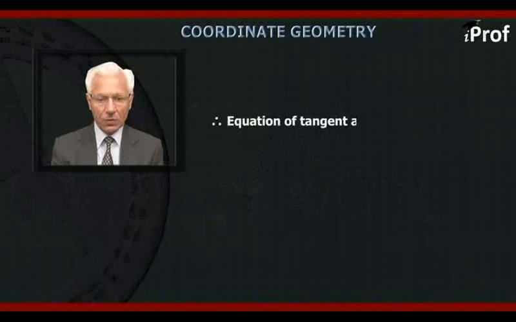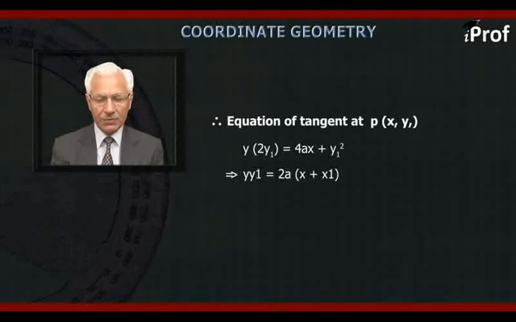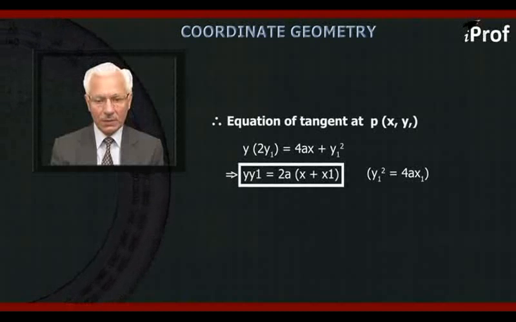That is, y times 2y1 equals 4ax times y1 squared, which becomes yy1 equal to 2a times (x plus x1). Here I have substituted y1 squared equal to 4ax1. Therefore, the equation of the tangent becomes yy1 is equal to 2a times (x plus x1).